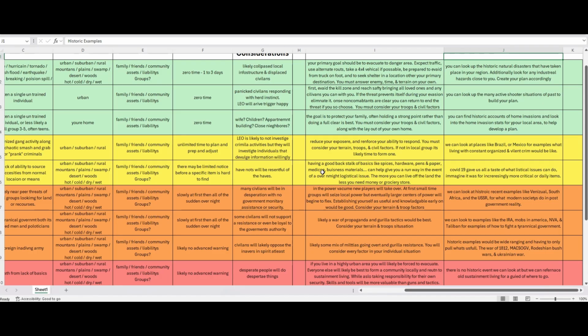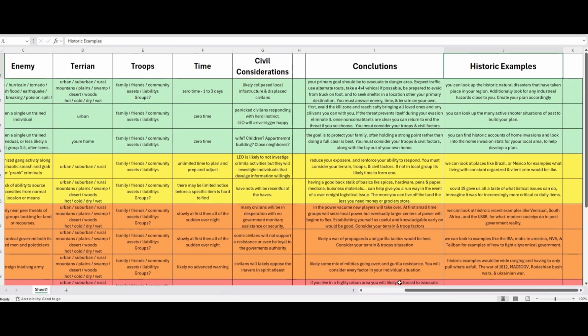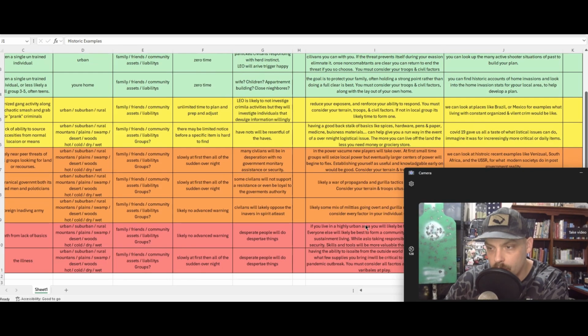Conclusions. Having a good stock of basics like spices, hardware, pens and paper, medicine, materials that are a necessity to your business can help you have a runway in an event of an overnight logistical issue. By runway, I mean, if we'll just stay on the toilet paper. It could be anything, but for example, if all of a sudden there's no more toilet paper in the stores, you're never going to have a lifetime supply of toilet paper. But if you have a week of toilet paper, if you have a month of toilet paper, if you have 6 months of toilet paper, a year of toilet paper on hand, not that I would advocate actually having a year of toilet paper, but you get my point.